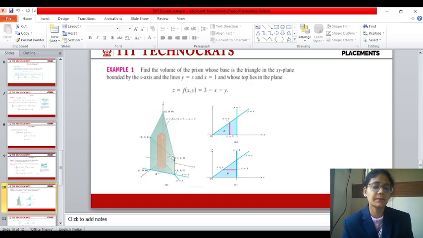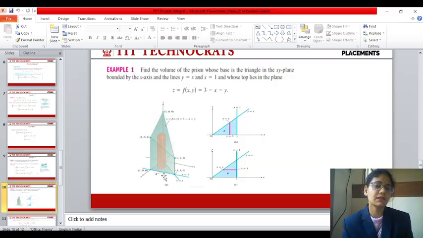That means the base of the prism is placed here. This is the x-axis and this is the y-axis. This is our prism base, and its base is in this xy plane. You can see this is a triangular portion which lies in the xy plane, bounded by the x-axis and y-axis.